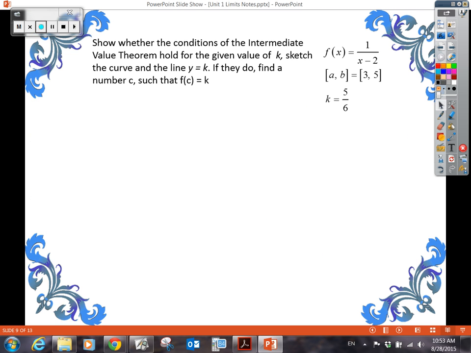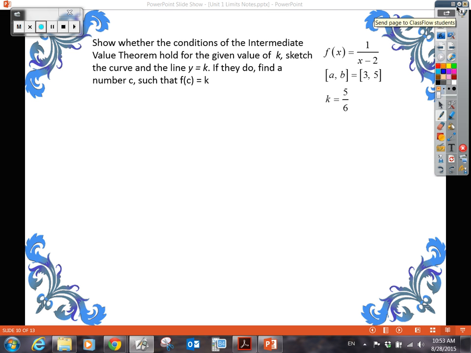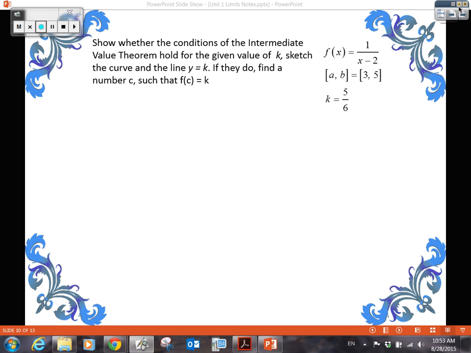We have one example to do. This example actually takes us through all different kinds of things. It says show whether the conditions of the intermediate value theorem hold. So we're going to have to use the theorem for the given value of k. We're given a k, an interval, and a function. If the theorem holds, then we're supposed to find c, and graph it. Okay, so let's work through that.